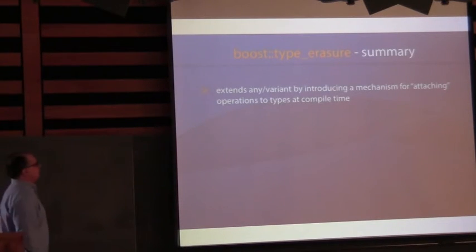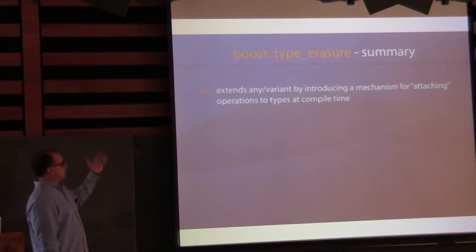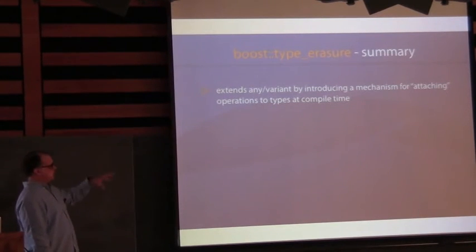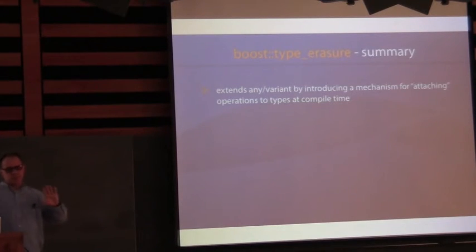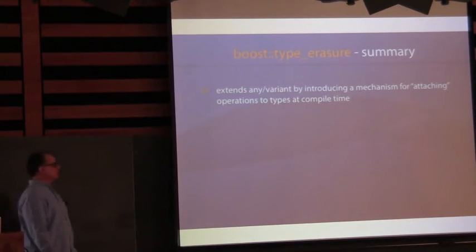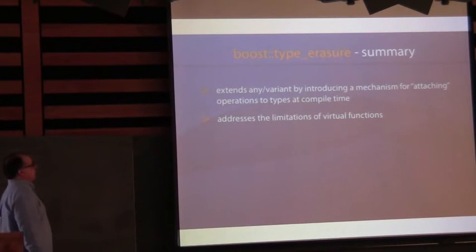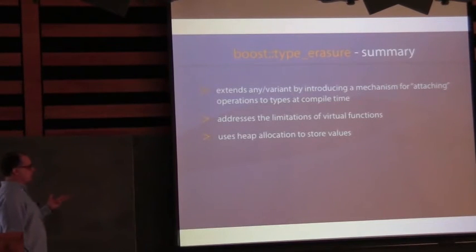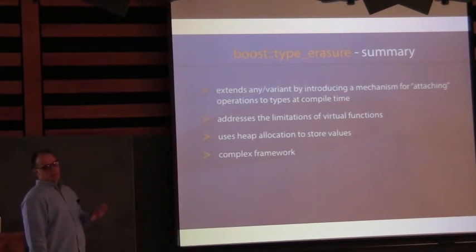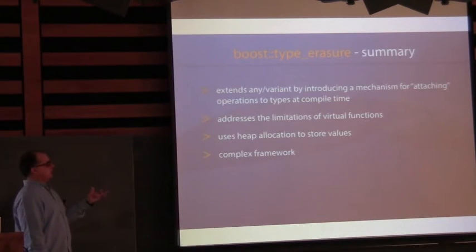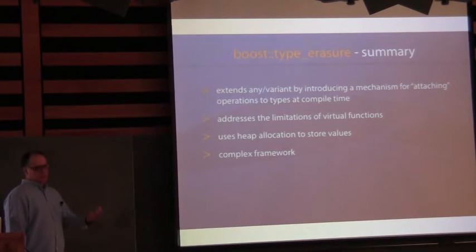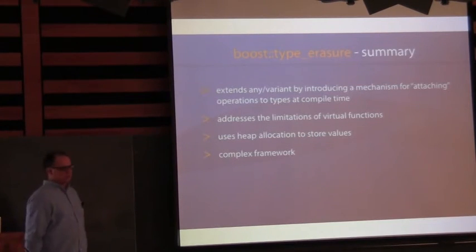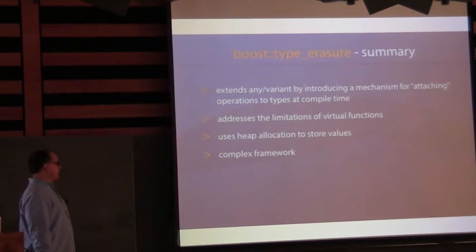The summary: type erasure extends any invariant or variant by introducing a mechanism for attaching operations to types at compile time. Very, very useful facility. Very, very useful functionality. I like it a lot. It addresses the limitation of virtual functions. It does use heap allocation to store values. It's a pretty complex thing. Right now at this point, it's pretty much for experts. I don't think an average C++ user should get involved with doing much with it. Would you agree, or do you think that that's not accurate?